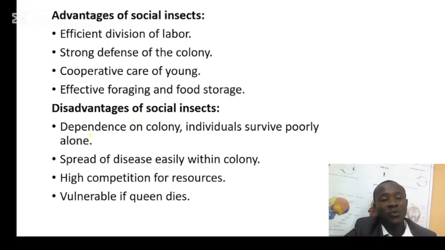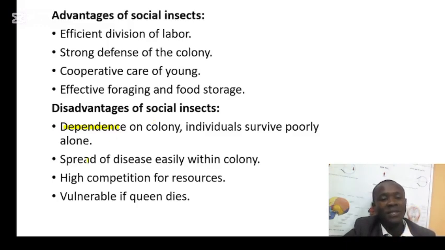So next we are going to talk about the disadvantages of social insects, the disadvantages of them living in a group. One is dependency on the colony. Since the work has been shared, their roles have been shared, so they have to depend on one another continuously for survival. Like the king and the queen, they have to depend on the workers for foraging, that means for finding food. They have to depend on them for building of the nest. They have to depend on them for taking care of the young.